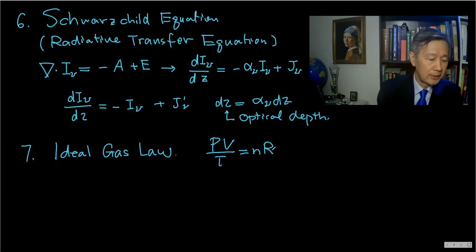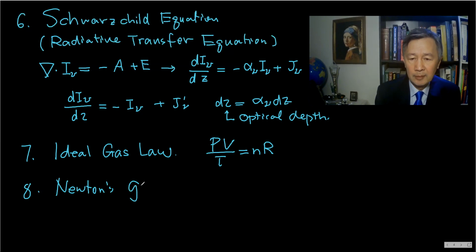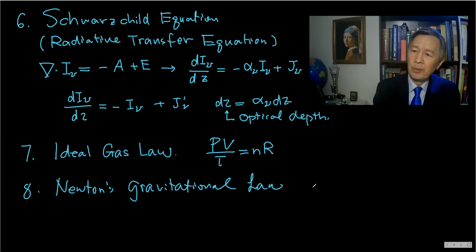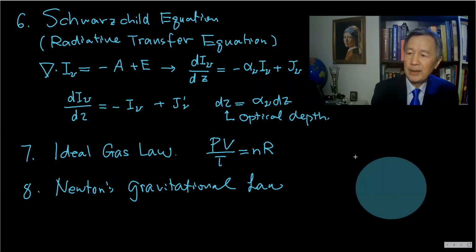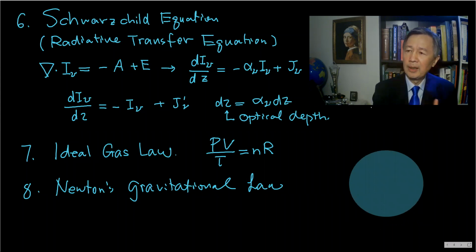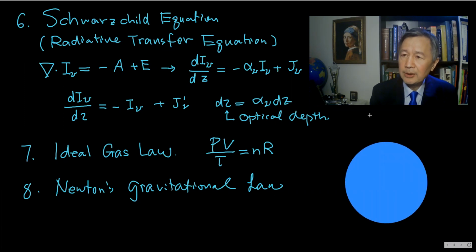Apart from the ideal gas law, another thing we have to mention is Newton's gravitational law, because after all, we are studying the Earth. We are studying the phenomenon near the surface of Earth. Can we just draw the Earth? So that is Earth. What we are studying in what we call the climate is basically the atmosphere around the Earth.